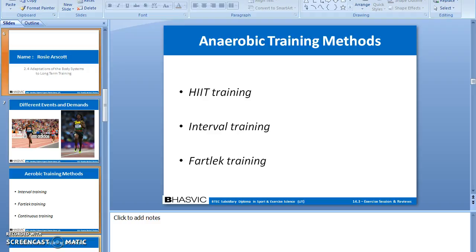HIIT training is a form of interval training, an exercise strategy alternating short periods of intense anaerobic exercise with less intense recovery periods. This is where you basically work as hard as you can. These sessions can be completed as many times a week as the athlete wants, as they really don't take very long at all. They can be completed in 15 minutes or even quicker if you work at an even harder intensity.